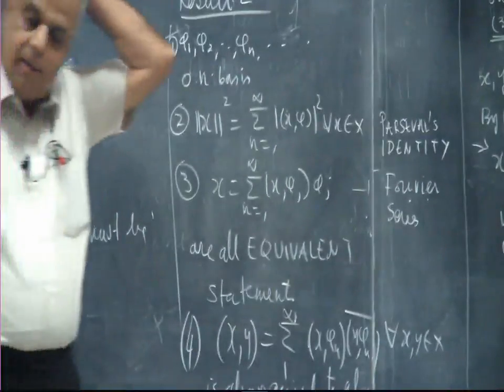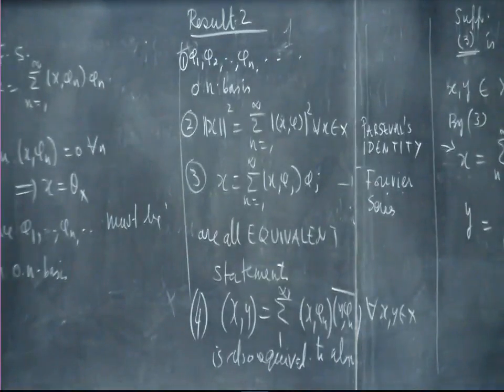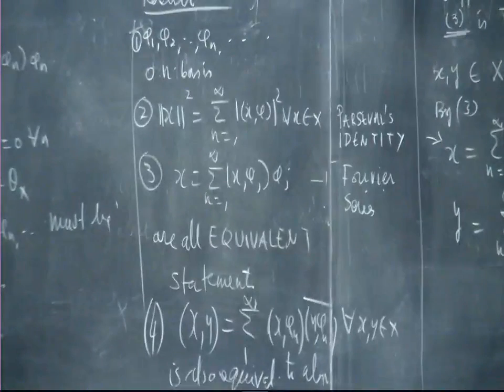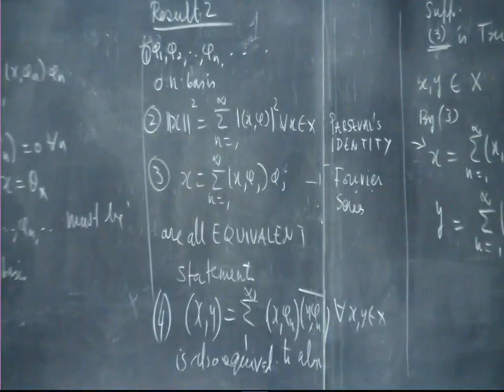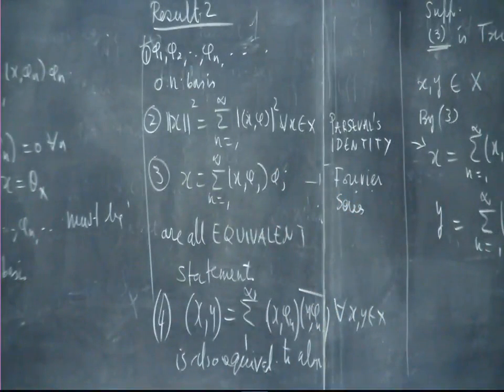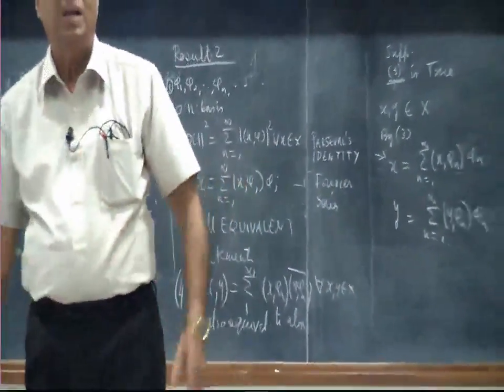So, the fact that I have an orthonormal basis can be expressed in many ways. One way is that the only vector orthogonal to all of them is the 0 vector. The other is that the length squared is the sum of the components squared. The other one is that every vector can be expanded in terms of it in the usual manner, and the other one is that the dot products can be obtained through the components. All these one way or the other, if you have one of them, you can use all of them.